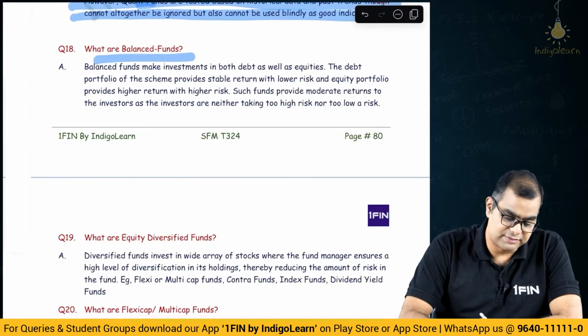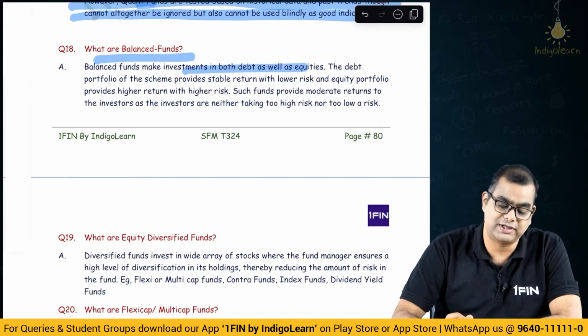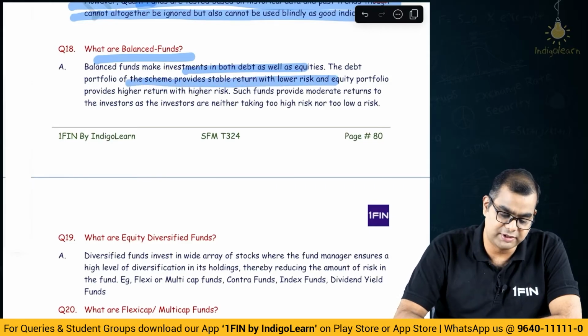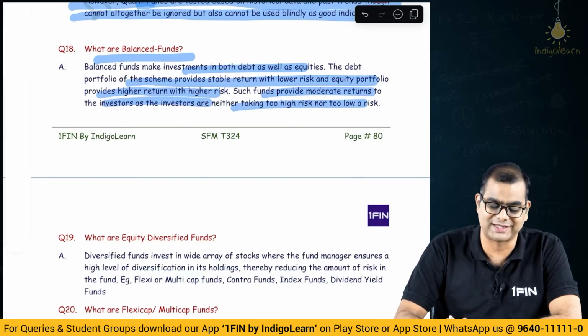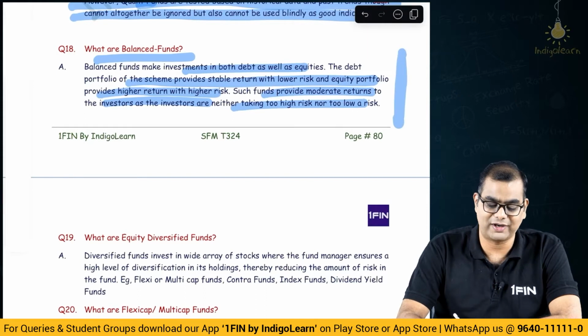What are balance funds? Balance funds make the investment in both debt as well as equities. The debt portfolio of the scheme provides stable return with lower risk, and the equity portfolio provides higher return with higher risk. Such funds provide moderate returns to investors, as investors are neither taking too much risk nor too little risk. It's a balanced fund.